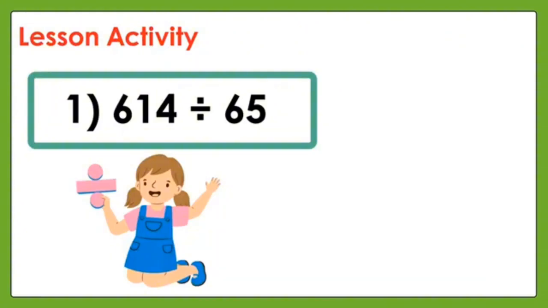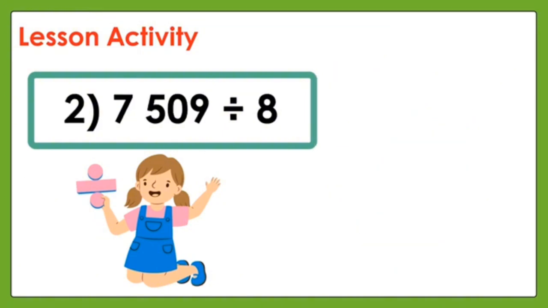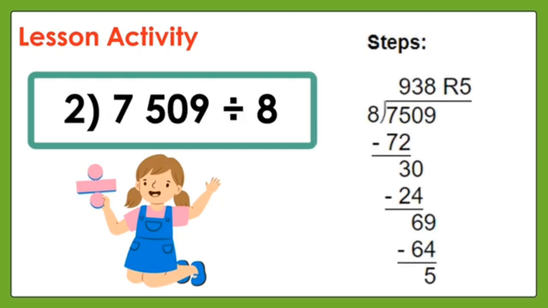Let's have a lesson activity. Number 1, 614 divided by 65 is equal to 9 with remainder 29. Number 2, 7,508 divided by 8 is equal to 938 with remainder 5.